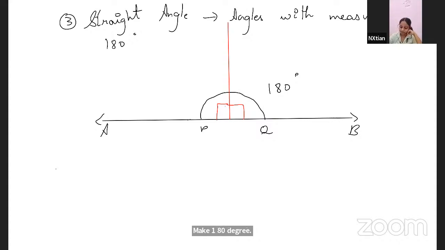Next one we will see. Ma'am, what is a right angle? It's exactly 90, right? Yes, right angle is exactly 90. Next we will see a complete angle. Now, what is a complete angle? Ma'am, angle which, 360. Yes, which has a measure of 360 degrees.